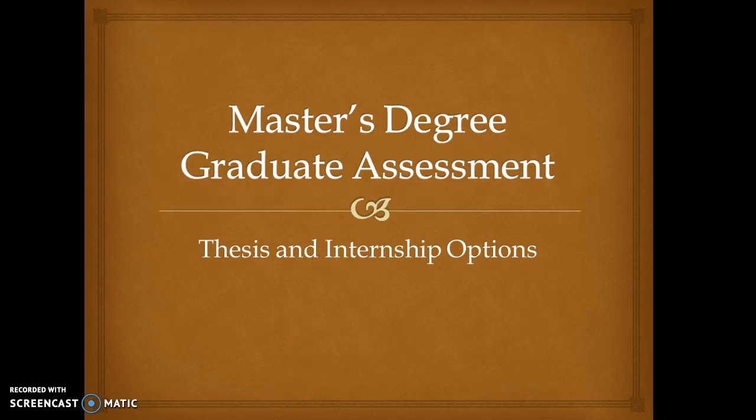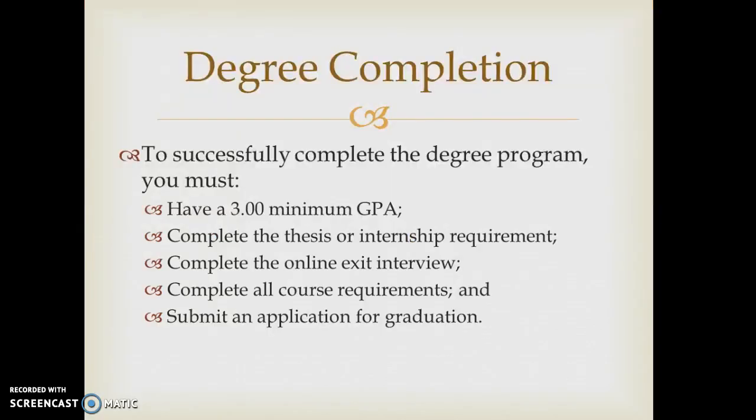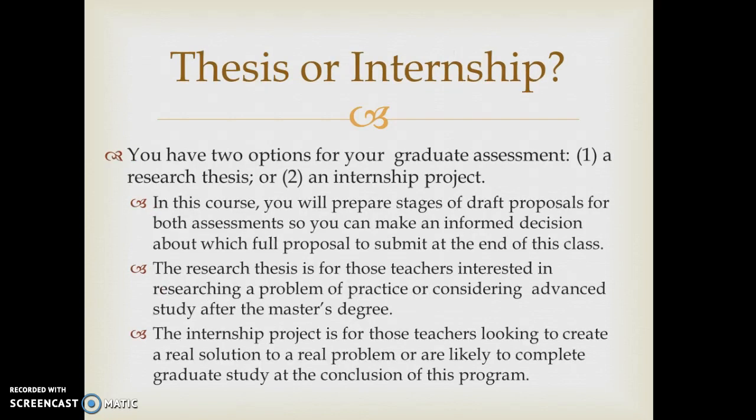To complete this master's program, you have to complete one of two program options, either a research thesis or an internship project. In addition to the completion of that project, to successfully graduate from the program, you must have a 3.0 minimum GPA in the program. You must complete the thesis or internship requirement. You need to complete the online exit interview that you will receive a link to when you apply for graduation. You must complete all course requirements, and you must submit an application for graduation.